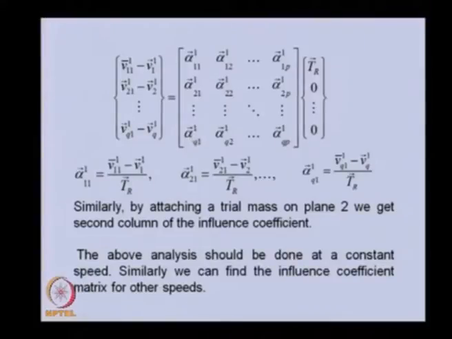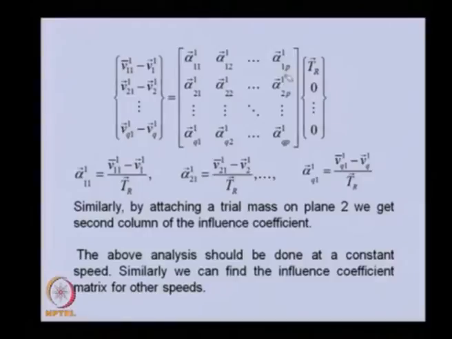So, now in the second step, we will be keeping the trial mass in the second plane. Then we expect that we will get the influence coefficients corresponding to the second column for the same speed omega 1. Similarly, we can go up to the nth plane. If we keep the trial mass in the nth plane, we will get the influence coefficient of the last column.